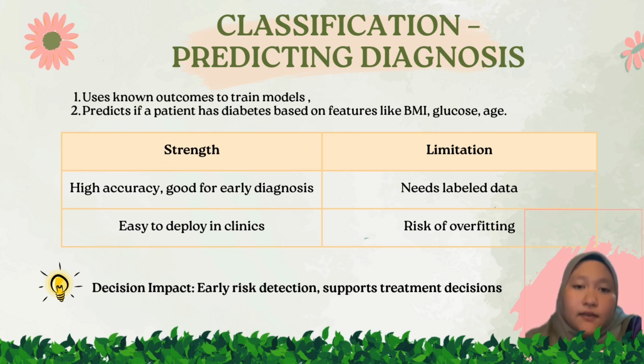For the strength, it has high accuracy and is good for early diagnosis. Number 2, easy to deploy in clinics. For the limitation, it needs labeled data and has a risk of overfitting. For the decision impact of using classification, it gives early risk detection and supports treatment decisions.